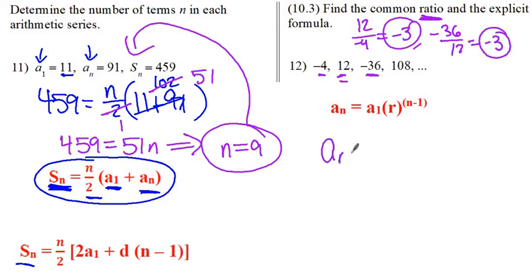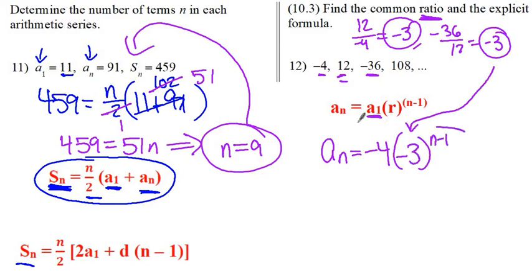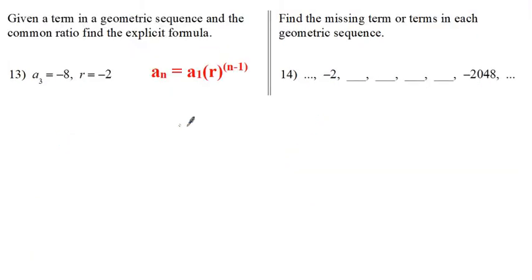So our nth term is going to be a sub n equals the first term, which is negative 4, times the common ratio, which we found, that's negative 3, raised to the n minus 1. And we can now use that formula to find any term at all in that sequence. All right, number 13 and following are also going to be on geometric sequences. So we are given a term and the common ratio. We again have to find this formula.